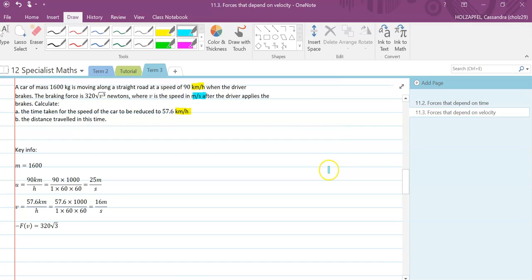So the first thing I've gone ahead and done is I've converted my units so that they are all in meters per second. So for 90 kilometers per hour, that becomes 25 meters per second. And for 57.6 kilometers per hour, that becomes 16 meters per second. So now what I can do is I can go ahead and use my function.